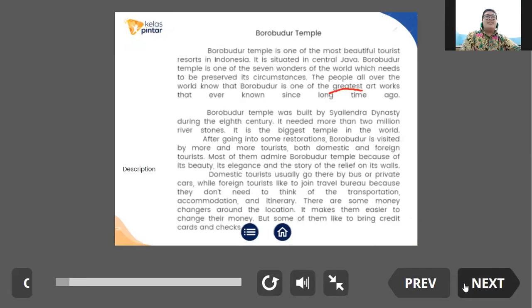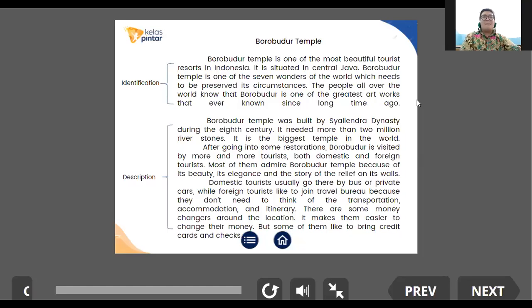The example is about the Borobudur Temple. Have you ever visited this temple? Ada yang pernah ke Borobudur? Not yet, sir. And you, sir? I haven't visited as well. But let's take a look. Kita lihat the description. Somebody, please read for us, one student.